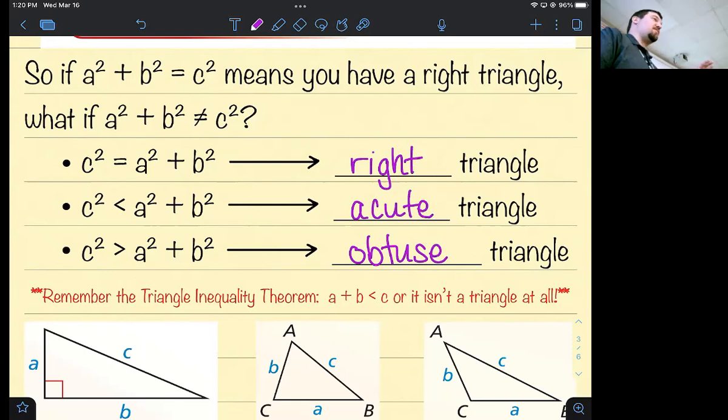Now, here's the thing, though. You're going to have to test at the beginning whether or not it could even make a triangle. Because otherwise, you're just going to say it's obtuse. You're going to say, yeah, you have a long C side. Well, if it's too long, you don't have a triangle. So just because it satisfies this doesn't mean you have a triangle at all. We have to make sure that it is an obtuse triangle and not just no triangle at all.